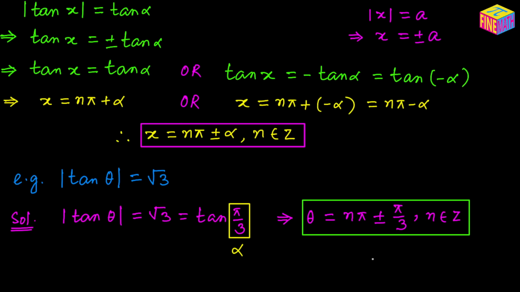And that is the general solution for our example, which is absolute value of tangent of theta equals square root of 3, and the general solution here is that theta is equal to n times pi plus or minus pi over 3, meaning any integral multiple of pi plus or minus pi over 3.